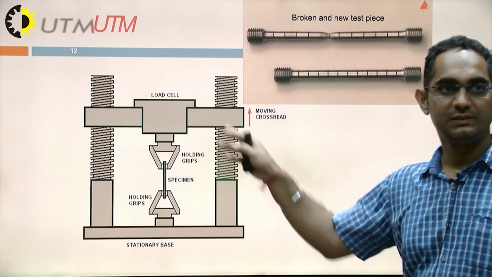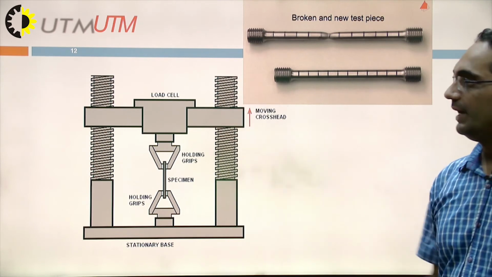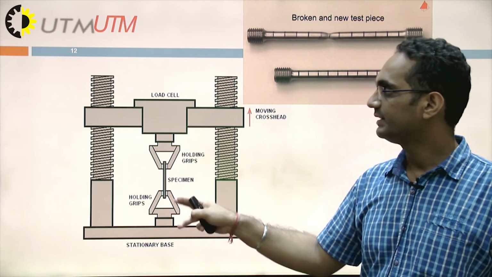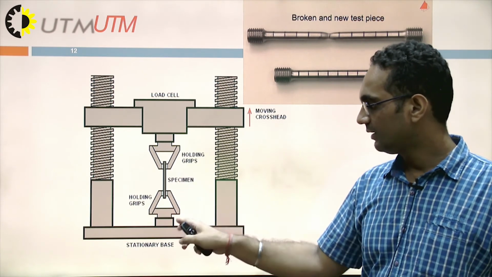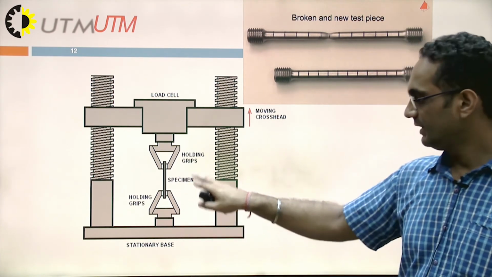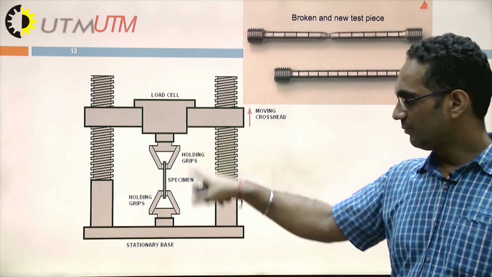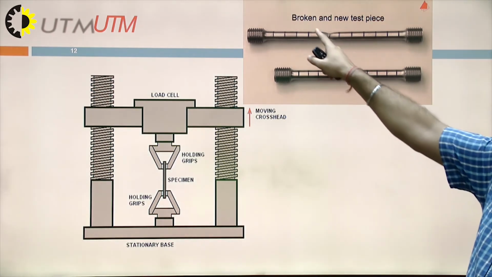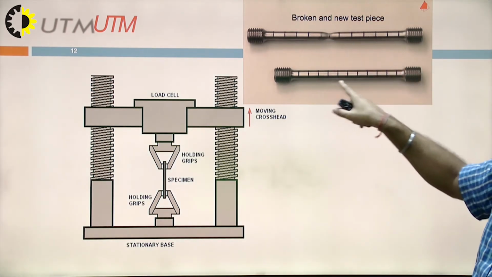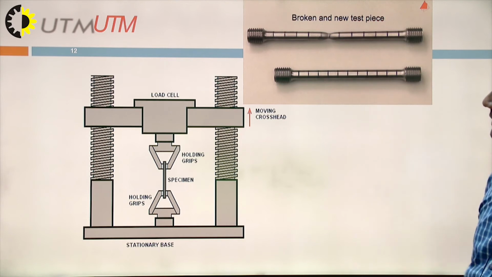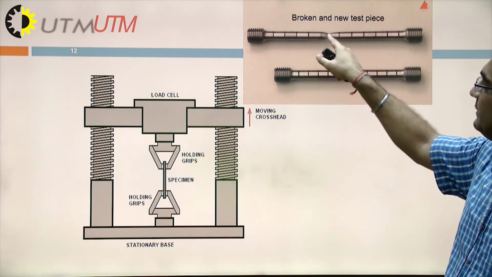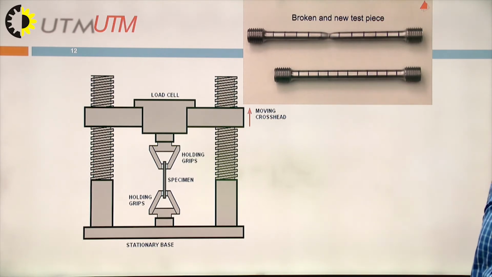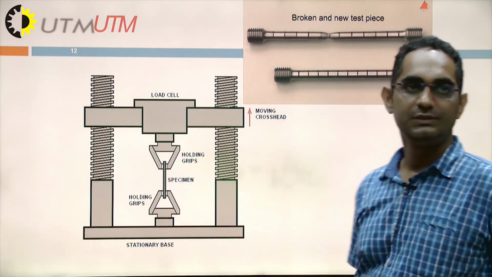This is the load cell, and this is the specimen which is tested in the universal testing machine. These are the holding grips in which the specimen is placed, and these are pulled away from each other, and this specimen gets broken like in this case. This is the new test specimen, and this is the broken test specimen. The specimen breaks over this region.